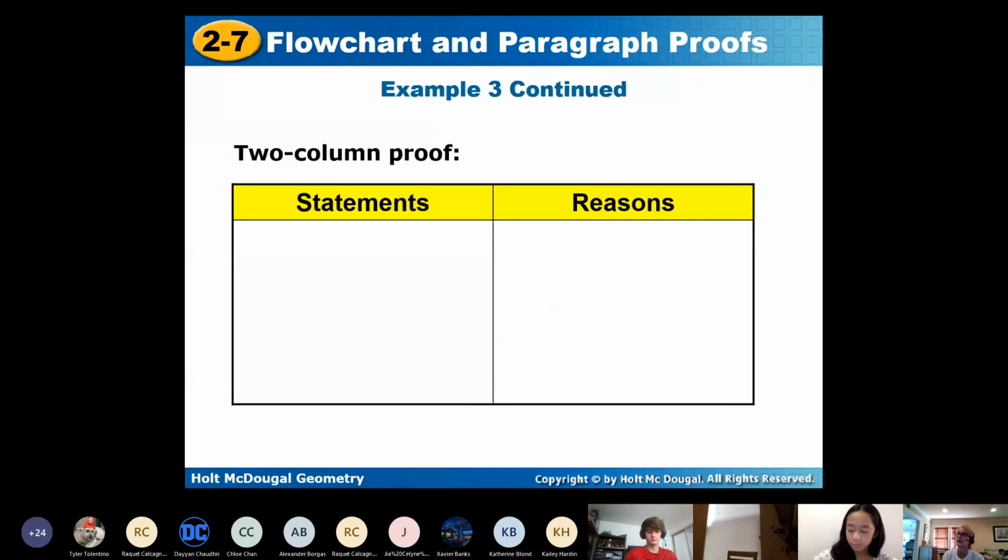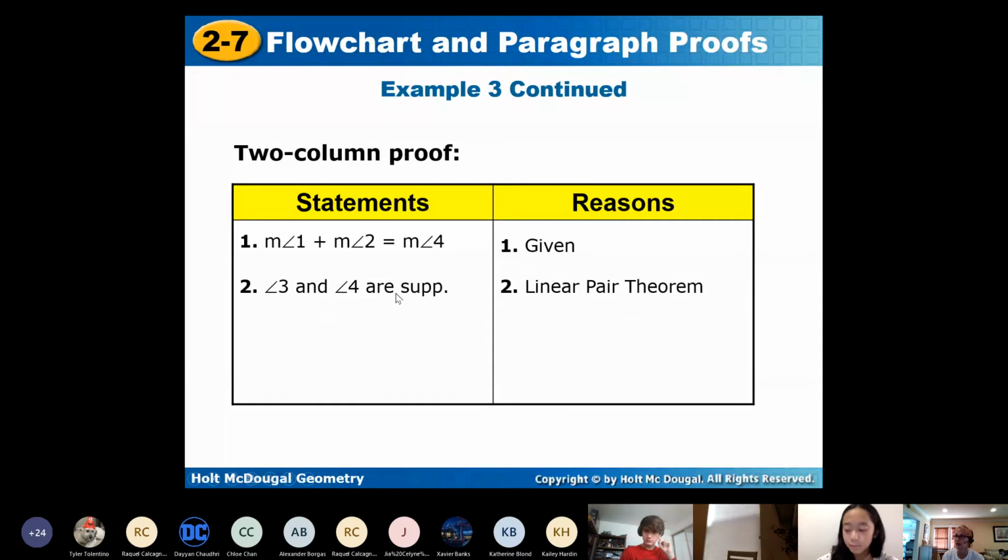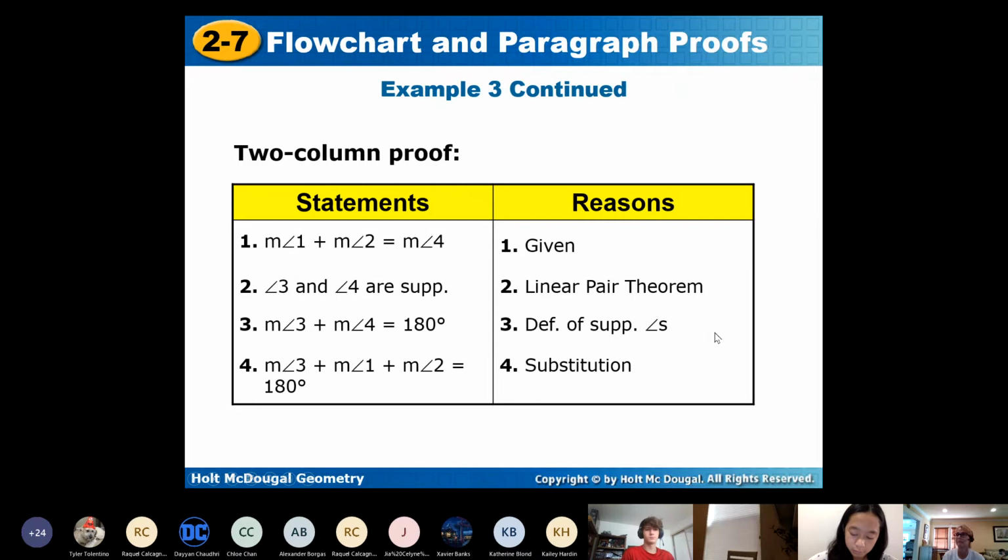Okay. Here's what it would look like. You start with given. You say these are supplementary. You add those together to equal 180 from that definition. And then you substitute.